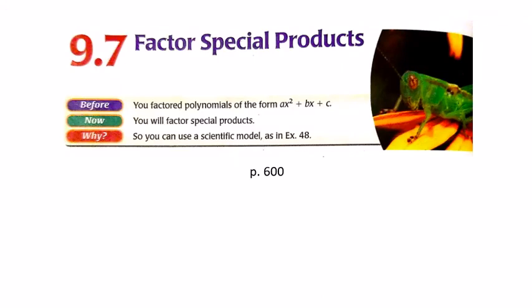In this video, we will be discussing section 9.7, which begins on page 600 of your textbook and is entitled Factor Special Products. So previously, we've just gone through the regular process of factoring a quadratic, which is an equation with an x squared term, where a was 1, which is really nice to factor, and where a was different values in the last section. So we are continuing with factoring special products.